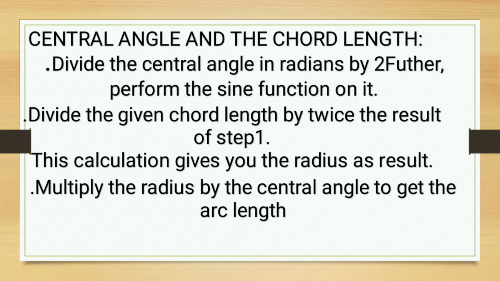Central angle and the chord length. Divide the central angle in radians by 2. Further, perform the sine function on it. Divide the given chord length by twice the result of step 1. This calculation gives you the radius as the result. Multiply the radius by the central angle to get the arc length.